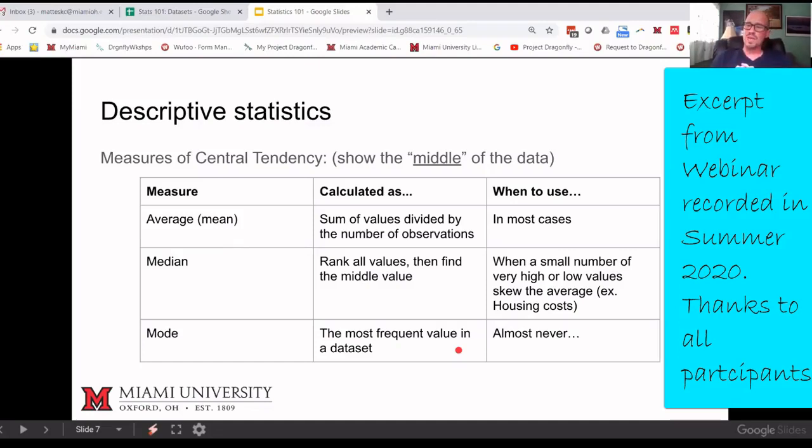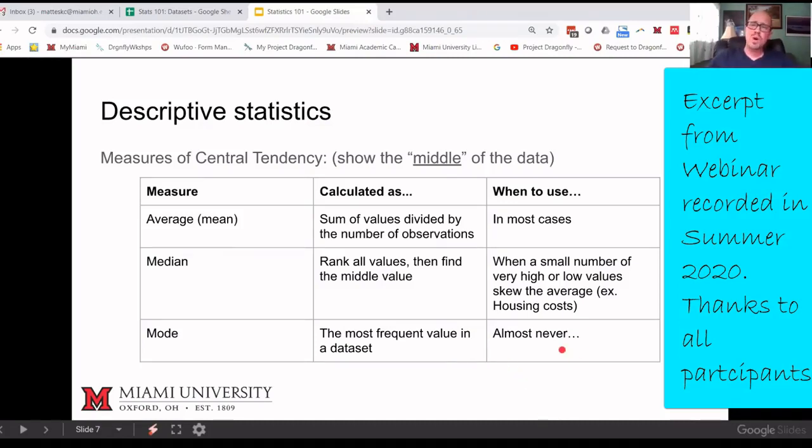I suppose it could be useful to go into mode if you were doing survey responses and you wanted to say the mode of the responses was level 3 or something like that. That was the most common response out of the survey questions.